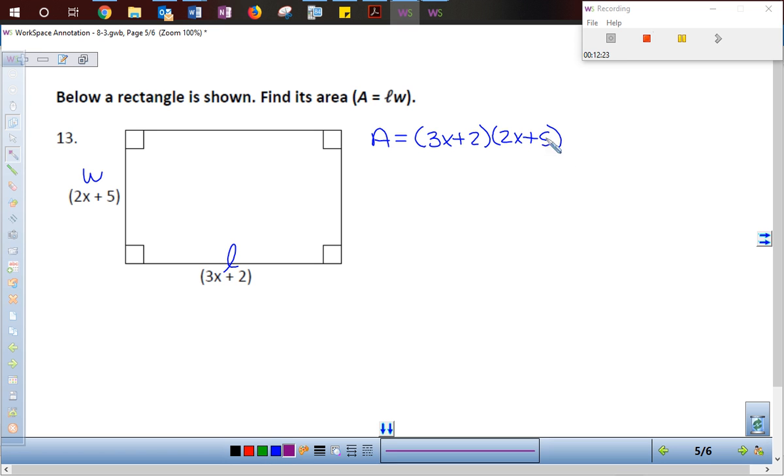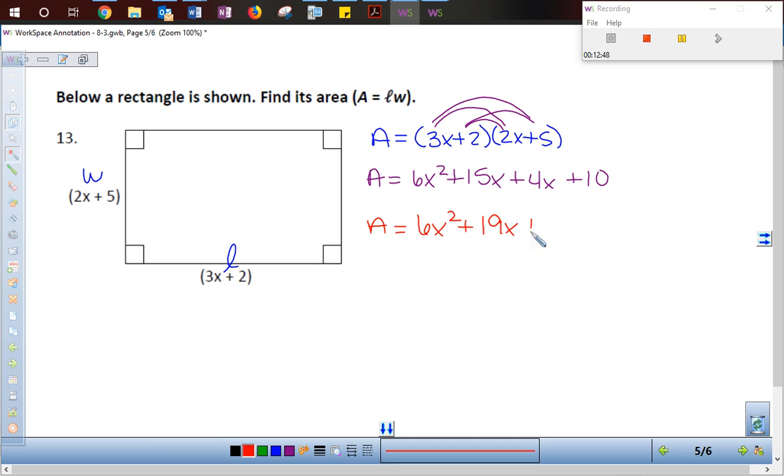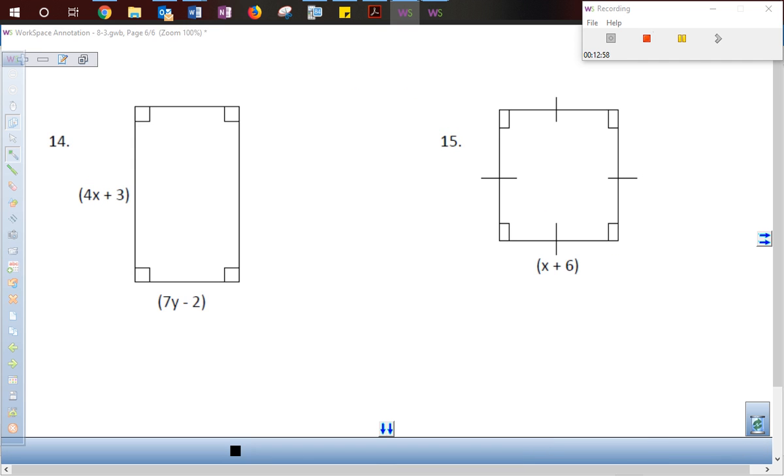Now, to simplify, I just FOIL. So first gives me 6x squared. Outside, 15x. Inside, 4x. Last is 10. Now I can combine my like terms, and I get 6x squared plus 19x plus 10. Don't forget, this is an area, so we need to group the whole thing and tack on a label of units squared.